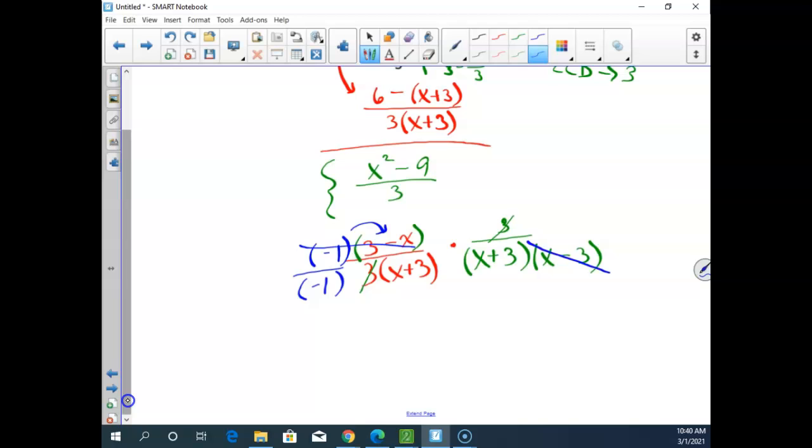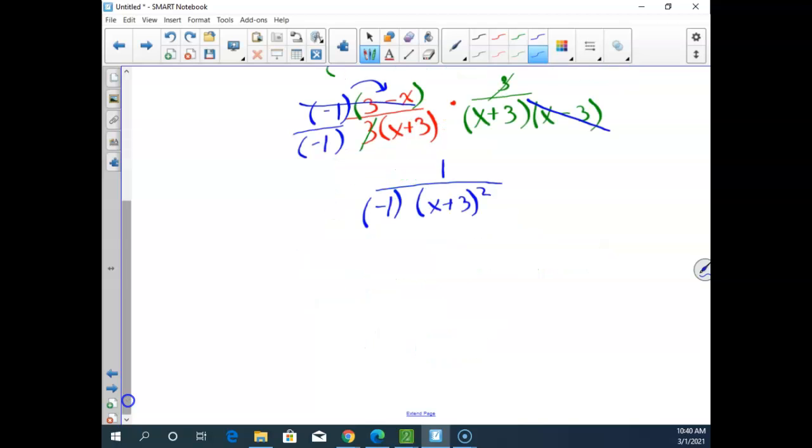Goodness gracious. This is where it's important to keep it nice and neat and tidy. So up top, I've canceled everything out, so I'm left with a 1. Okay, and now let's write what I'm left with on the bottom. I'm left with a -1. And then I have x plus 3 and x plus 3. So that's looking like x plus 3 squared.